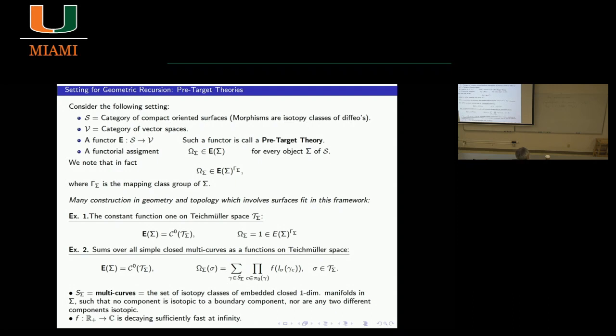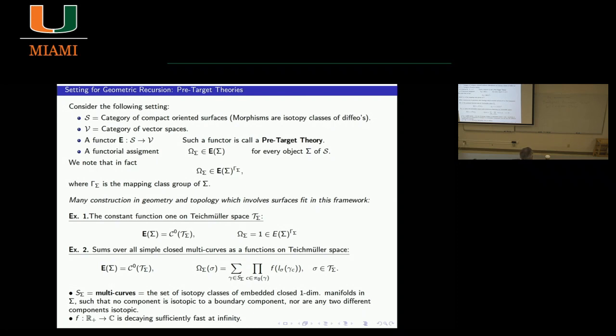So this is almost the simplest example one can think of. It's not exactly the simplest, but it's the simplest interesting example, it turns out. Funnily enough, you may think this is utterly uninteresting, right? Associate the function 1 on Teichmüller space. But the thing is, we will actually construct this using geometric recursion. And this will use Mirzakhani's generalization of the McShane identity.